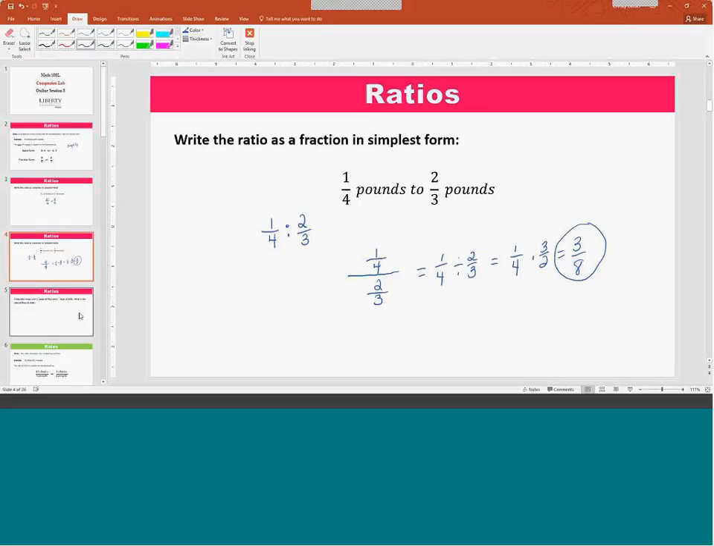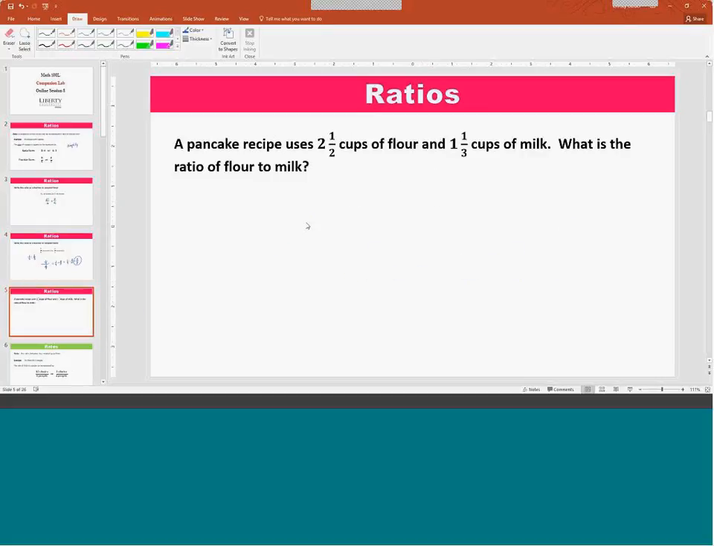Let's look at one more ratio, and then we'll get into rates. A pancake recipe uses 2½ cups of flour and 1 1/3 cups of milk. What is the ratio of flour to milk? So we identify the measurement for flour, which is 2 1/2. Flour to milk is 2 1/2 to 1 1/3. Okay, so this is flour to milk in ratio form.